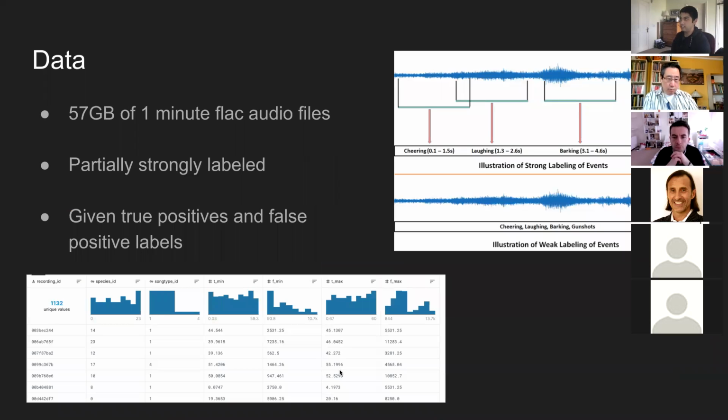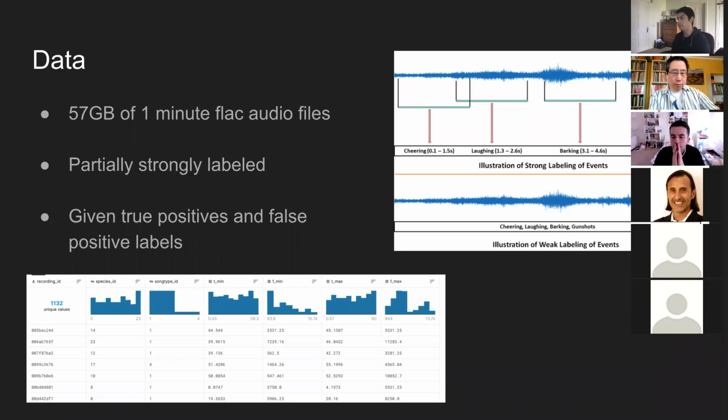In terms of the data, we had 57 gigabytes of 1 minute FLAC audio files. Really high resolution audio, very high sampling rate, takes a whole ton of space, 57 gigabytes for not very many clips. The way the data was labeled, there are two different distinctions: strong labeling and weak labeling. Strong labeling says at this specific chunk of time there's cheering, and at this specific chunk of time there's laughing or barking or gunshots, etc. Weak labeling just says this whole audio clip has these 4 things that happened in it. In this data set, we had strong labels, but I'll explain more about that later. Some of them were partially missing.